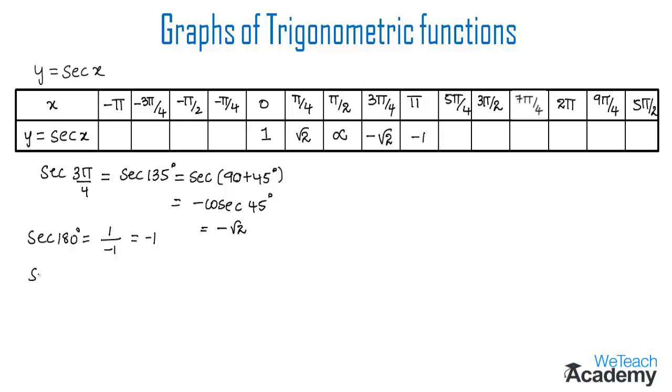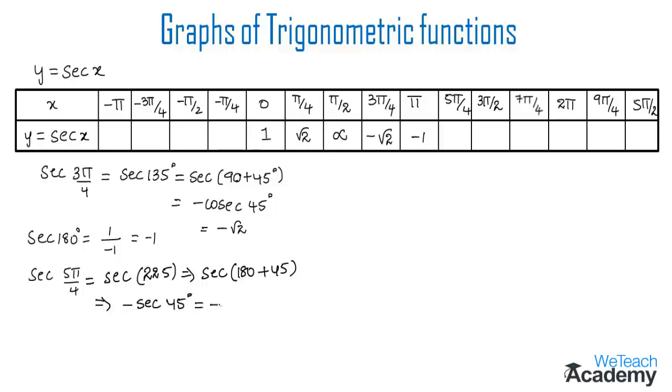And the next radian, 5 pi by 4. So secant 5 pi by 4 is equal to secant 225 degrees. So here we can write this in the form of secant 180 degrees plus 45 degrees. And now this is in the form of secant 180 plus theta, which is equal to minus secant theta. So here we get minus secant 45 degrees. And the value of secant 45 is root 2. So here we get minus root 2 as the value of y.